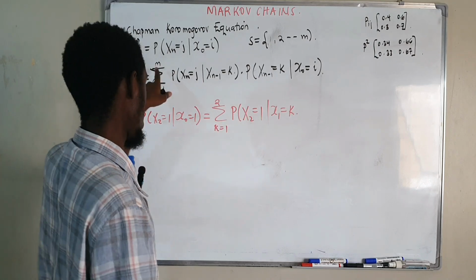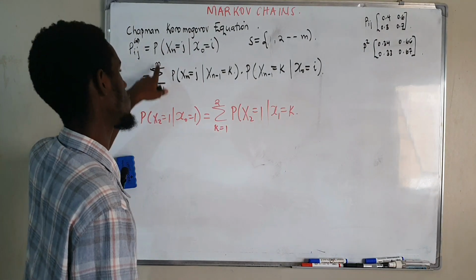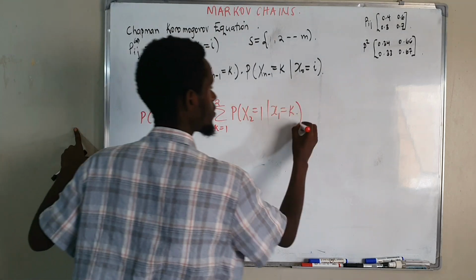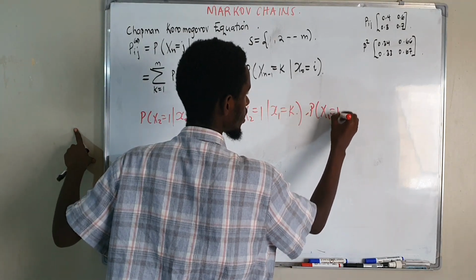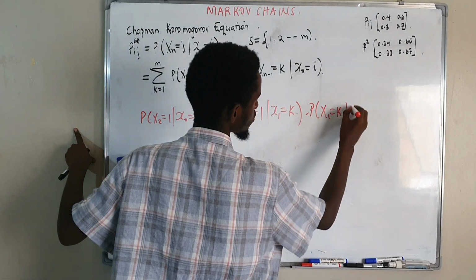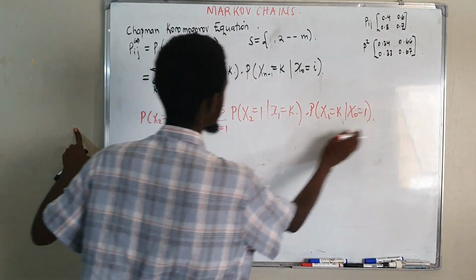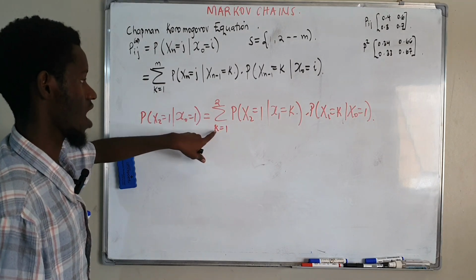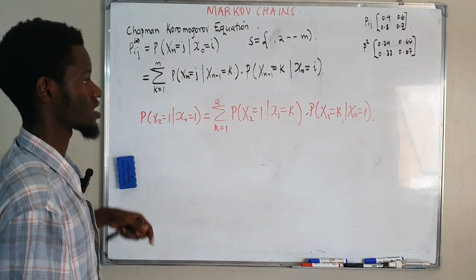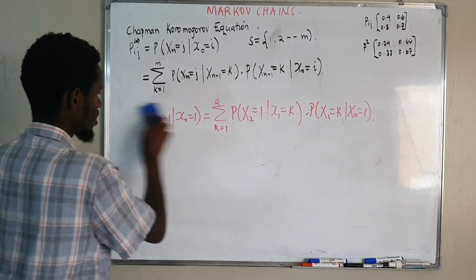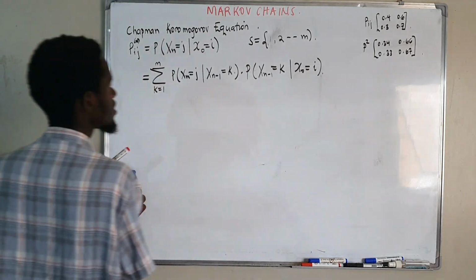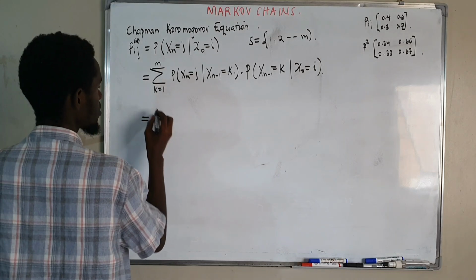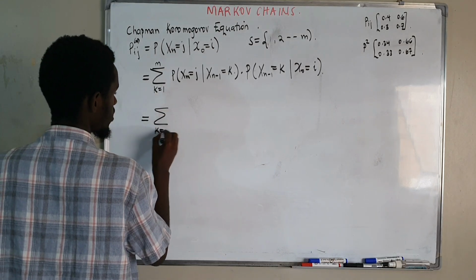But now here we have m states. They can take on different values of k, starting from 1 up to m, times the probability of X_1 equaling k, given X_0 equaling 1. From this step, can you get this step here? What is changing is that our states are changing from 2 to m states. Therefore, this is the same thing as the summation from k equaling 1 up to m.